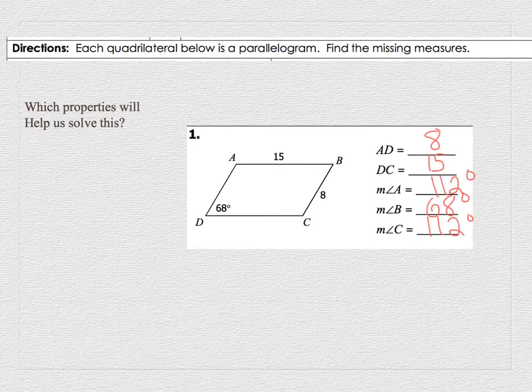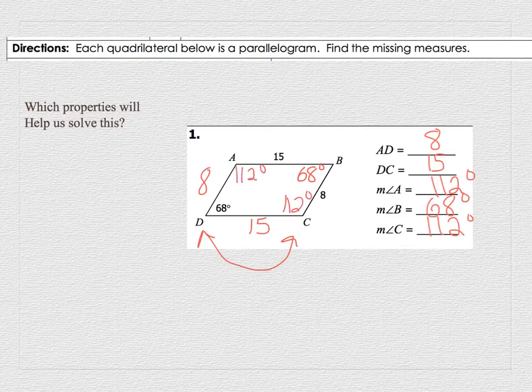So take a look at this. What I would do first is I would write opposite sides are congruent, 15 and 15, 8 and 8. Opposite angles are congruent, 68 degrees and 68 degrees. And then the angles that are right next to each other, they add up to 180. They are supplementary, so this is 112, and the angle opposite is going to be the same. So that's what we're going to be doing with parallelograms.